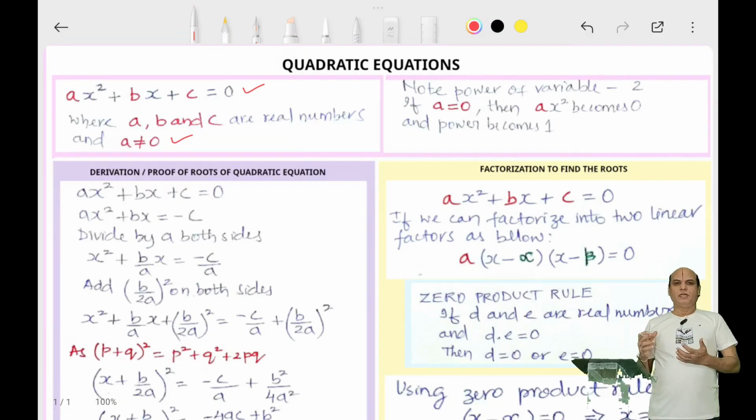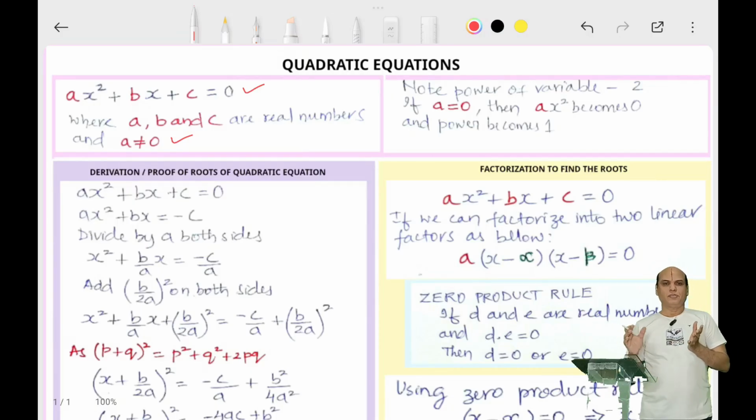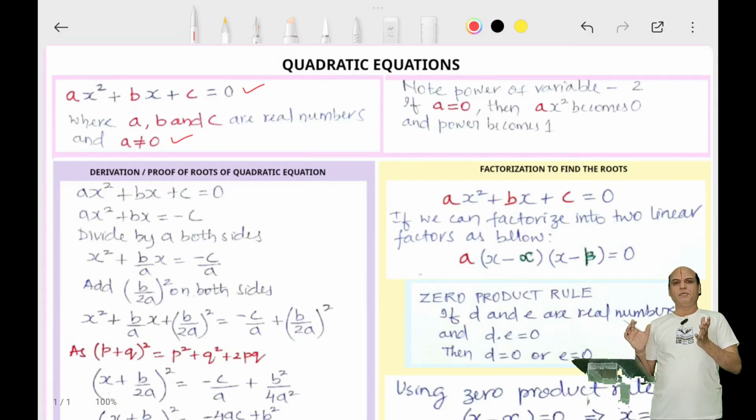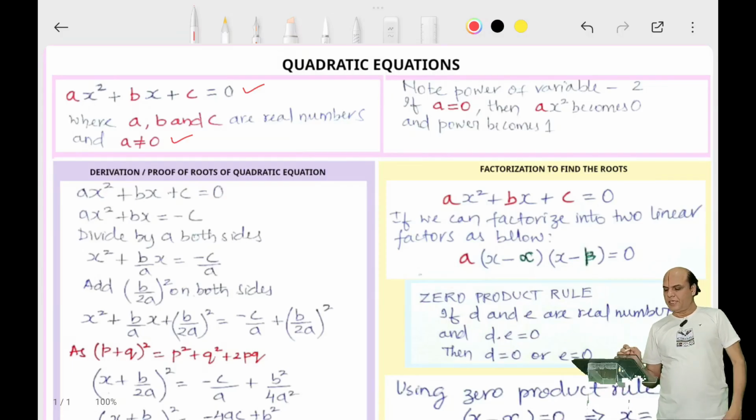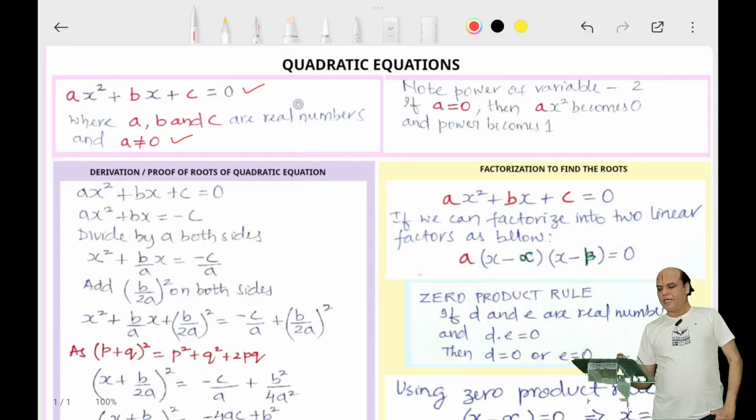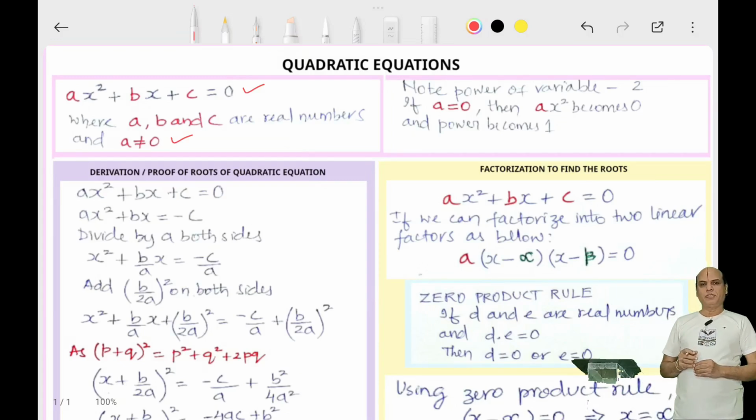See, the equations are formed to solve real life examples. So, to solve something real, the domain of the solution should be real. So, we should be dealing with real coefficients. That's the reason why the coefficients a, b, c are real numbers. And a should not be equal to 0. Why a should not be equal to 0?